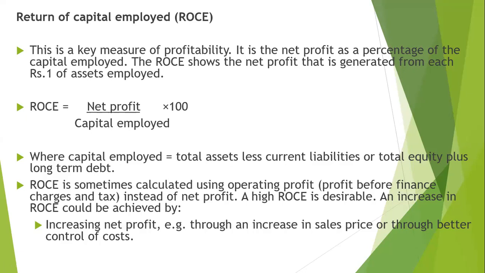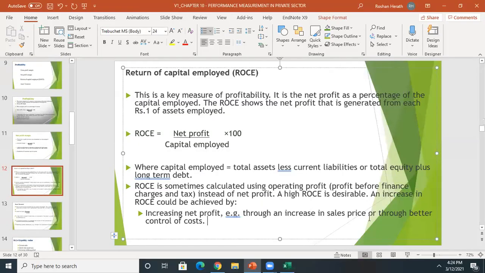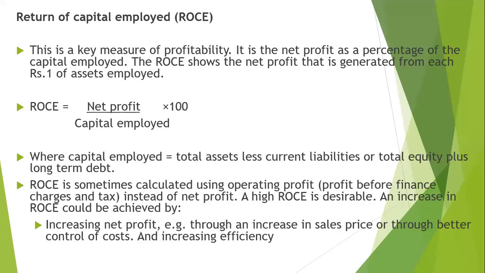Instead of net profit, a higher ROCE is desirable. An increase in ROCE could be achieved by increasing net profit, and here it has failed to mention that you can also increase the efficiency, or increase the asset turnover. So I might mention that: increasing net profit is one aspect. The other one is about the efficiency. So those are the two aspects. You can either increase the net profit if possible, or you can look at the efficiency side, because it's a hybrid measure.